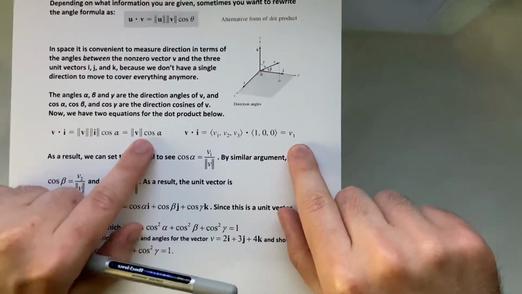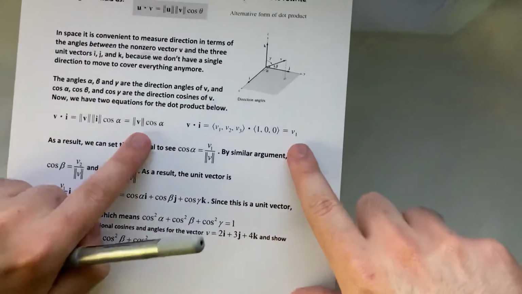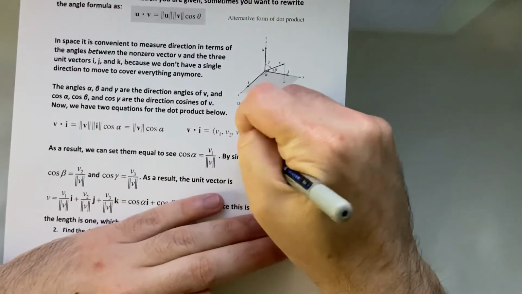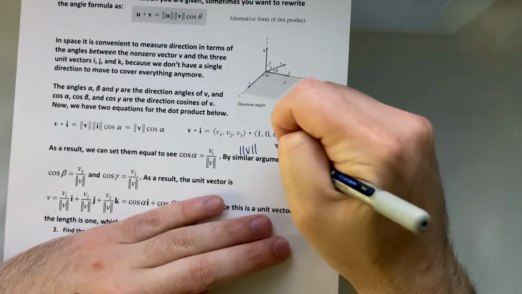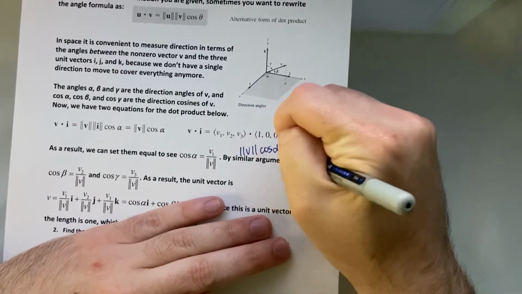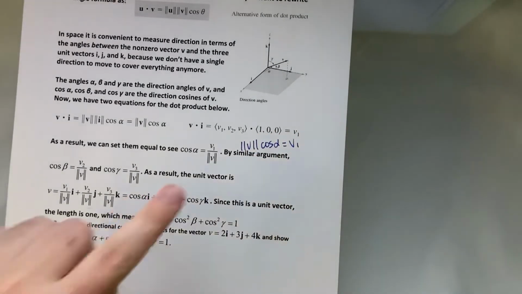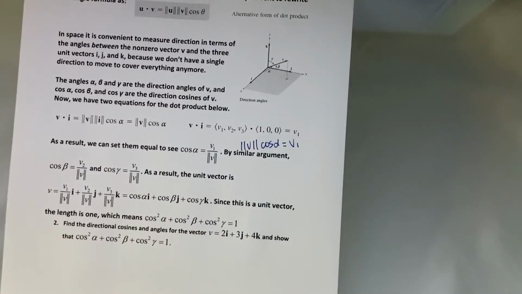What does that mean? If these two things are both equal to this dot product, they are equal to each other. So we get the length of v times cosine alpha equals the first component of the vector v. That means we can solve for cosine alpha and see that it's v1 divided by the length of v. And we can make that argument for v2 and v3 as well using the other two angles described above.